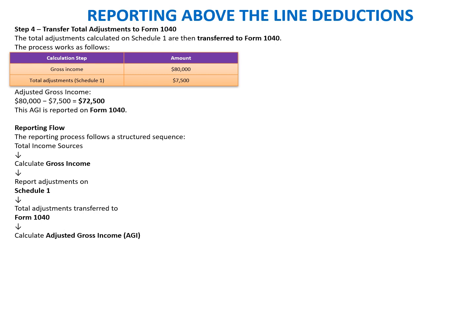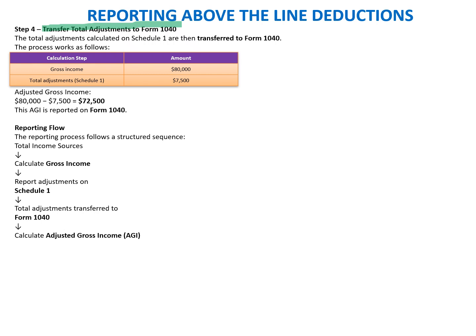Okay. So we have understood the concept of Schedule 1. Then step 4 is to transfer the total adjustment to Form 1040. So the total adjustment calculated in Schedule 1 is then transferred to 1040, where we have shown the gross income, and then the total adjustment is 7,500, which is the sum of the various deductions that have been claimed by the individual. And the adjusted AGI is shown as 72,500.